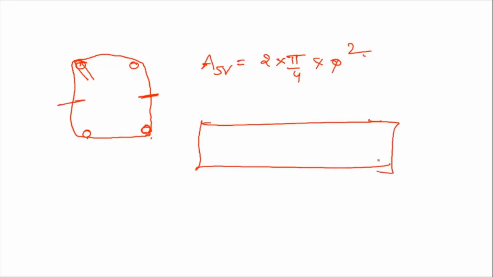Suppose this is a longitudinal section of the beam. Here there is a stirrup. Whatever crack generates here has to cut the stirrup at two places like this. That's why you have to take ASV equal to 2 into pi by 4 into diameter square, here the area is pi by 4 into diameter square. That's why I am taking it as 2 into pi by 4 into phi square.